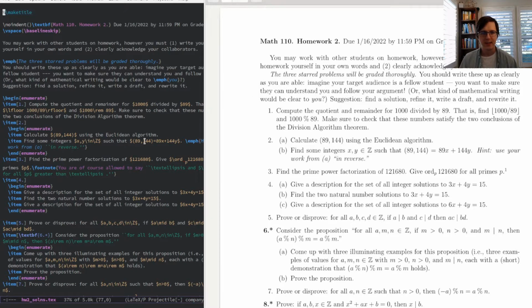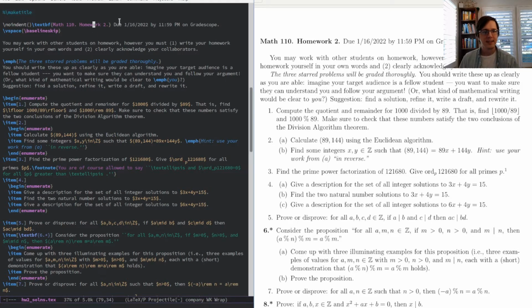Okay, so I've got my text editor open, I've got the homework open. It's been a little while since I've looked at the homework, so not sure how this will go exactly, or how long it will take. Hopefully it'll be about an hour, but that's what I said last time. So anyway, let's start. The first thing I need to do is change this to say solutions.